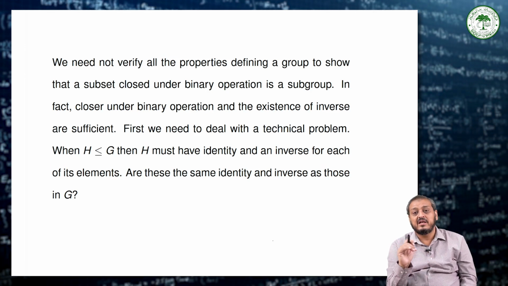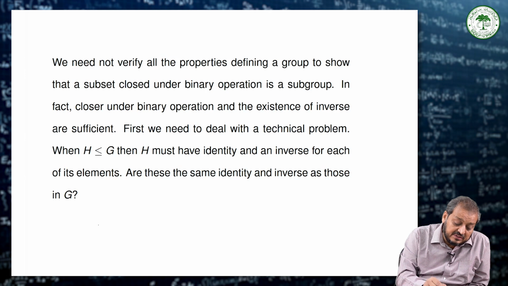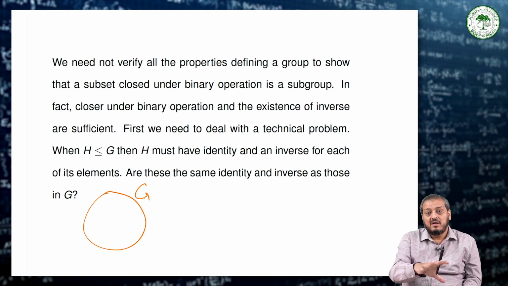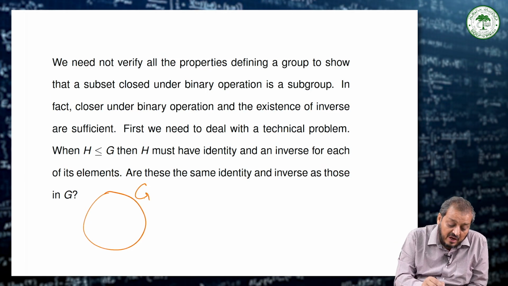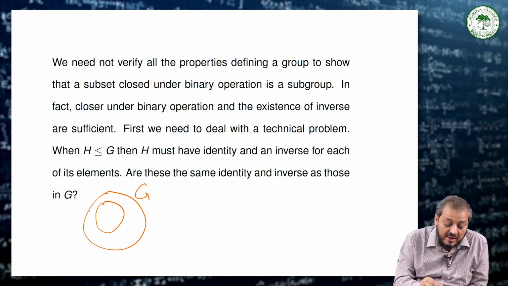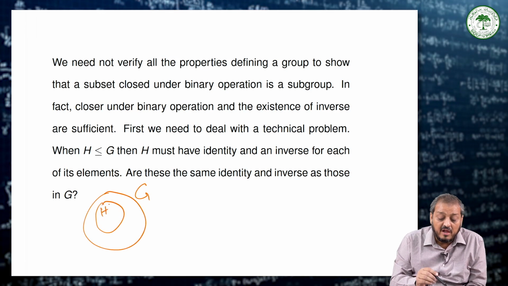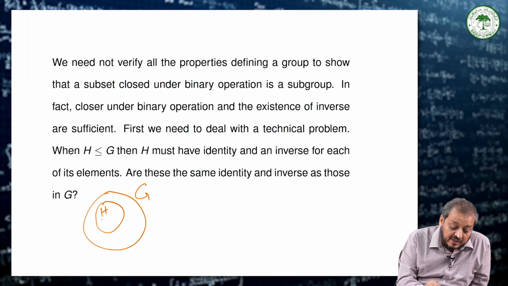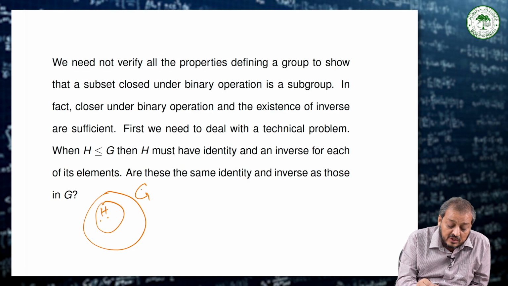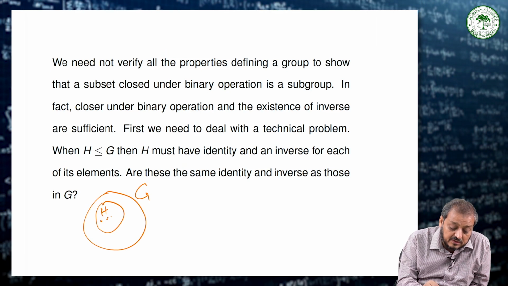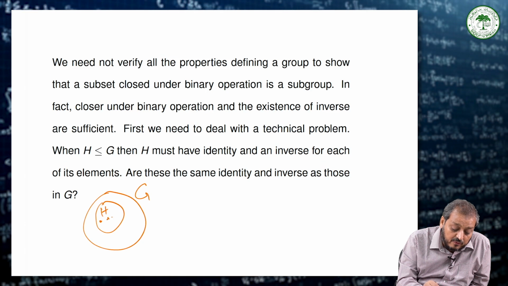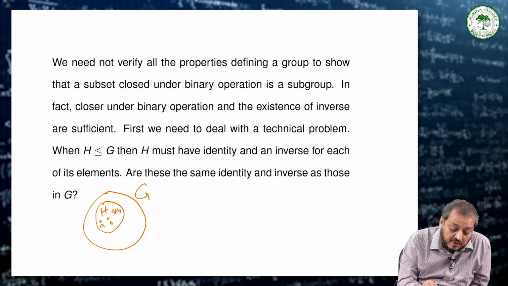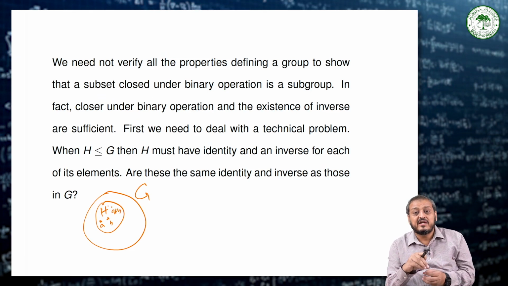Because G is already a group under a certain binary operation, we only have to check the subset H. If we take any two elements of H, say A and B, then we have to show that A composition B is also a member of the set H.